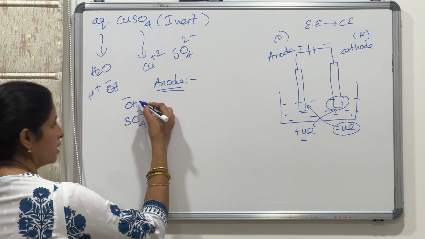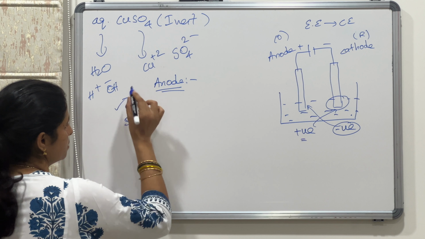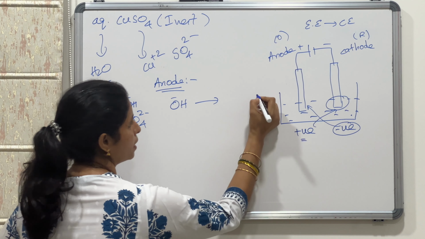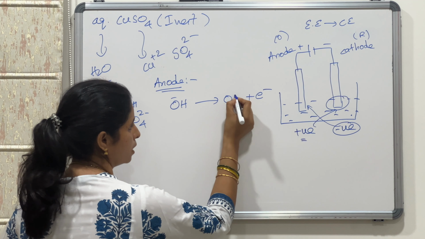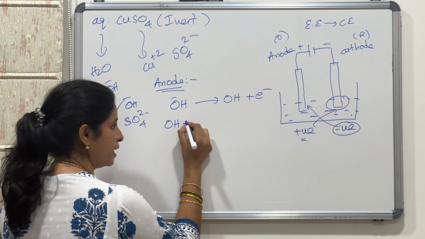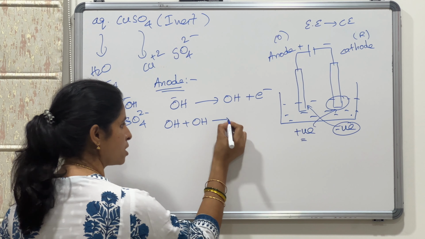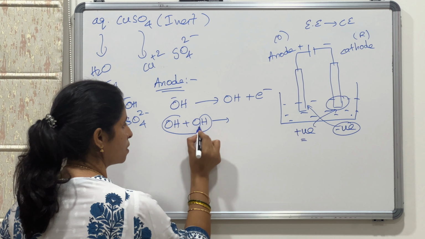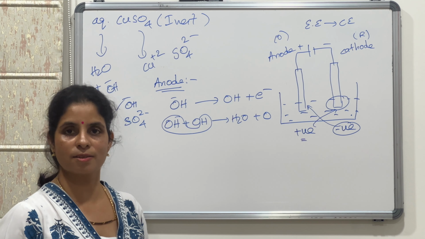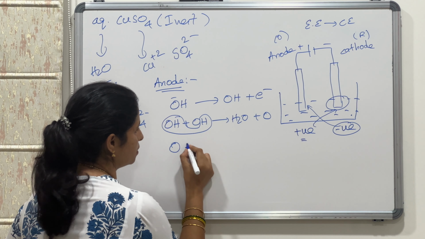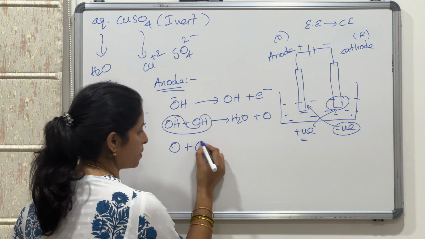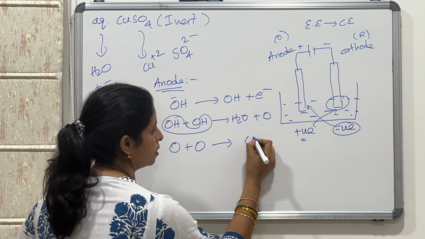So here, who will win the race? Obviously this will win the race. Here OH minus, by loss of electron, will be converted to OH. OH is highly unstable. It will react with another OH, forming H2O plus oxygen. Here oxygen is also highly unstable, forms O. O is highly unstable. It will combine with another one, forms O2.